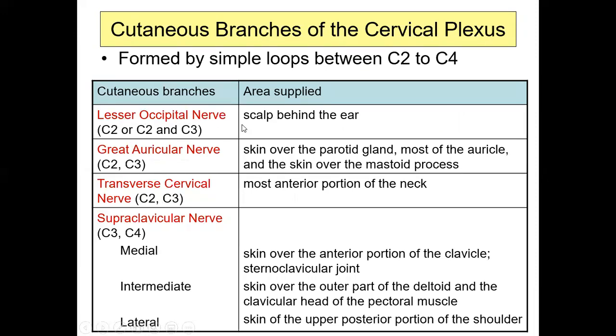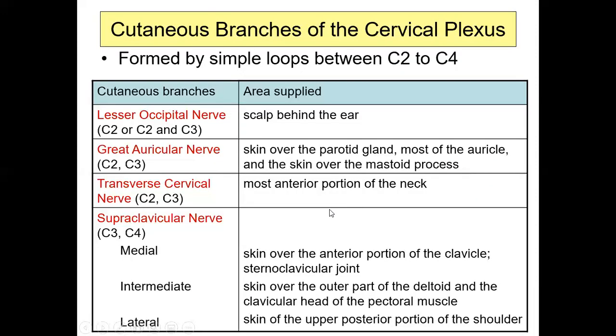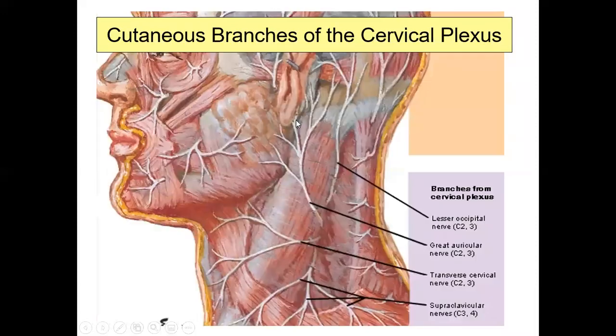The lesser occipital nerve, from nerve roots C2 and C3, supplies the skin of the scalp behind the ear.